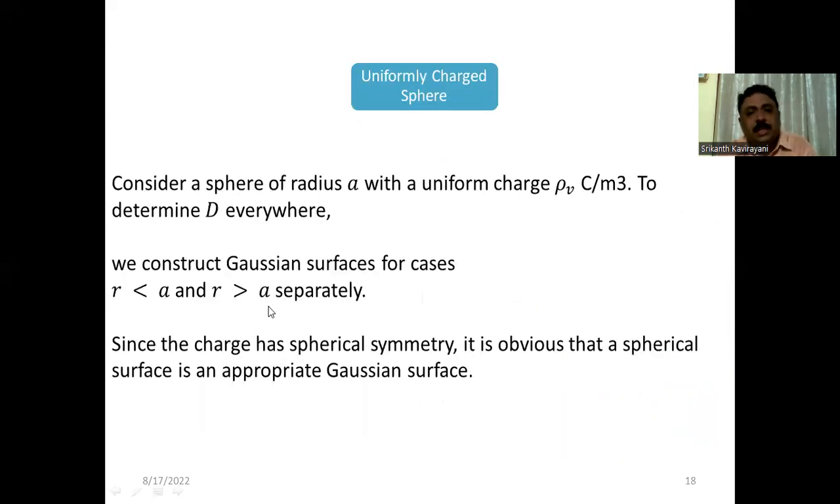So similarly, we can also calculate the electric field intensity of a uniformly charged sphere. Let us consider a sphere of radius a with a uniform charge of rho v coulomb per meter cube. To determine D everywhere, we consider the Gaussian surface for the cases r less than a and r greater than a. Since the charge has a spherical symmetry, it is obvious that a spherical surface is an appropriate Gaussian surface.